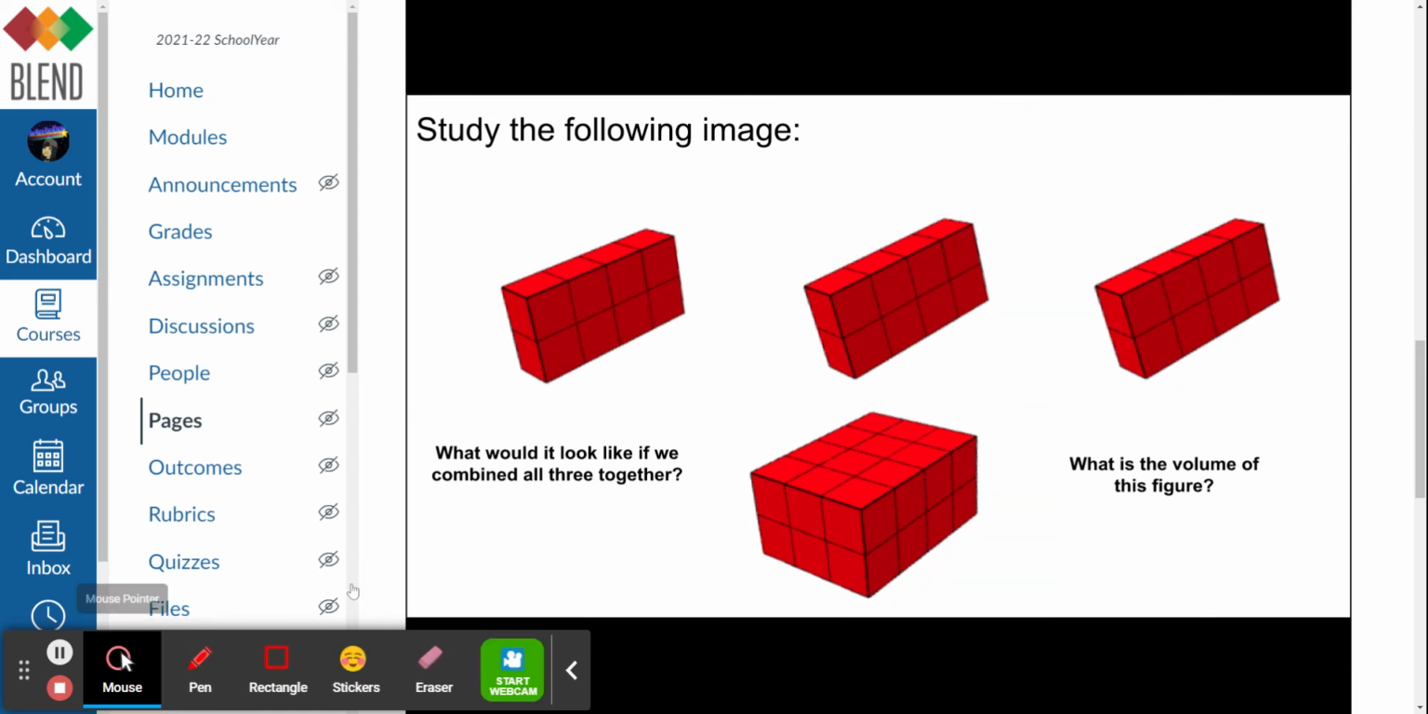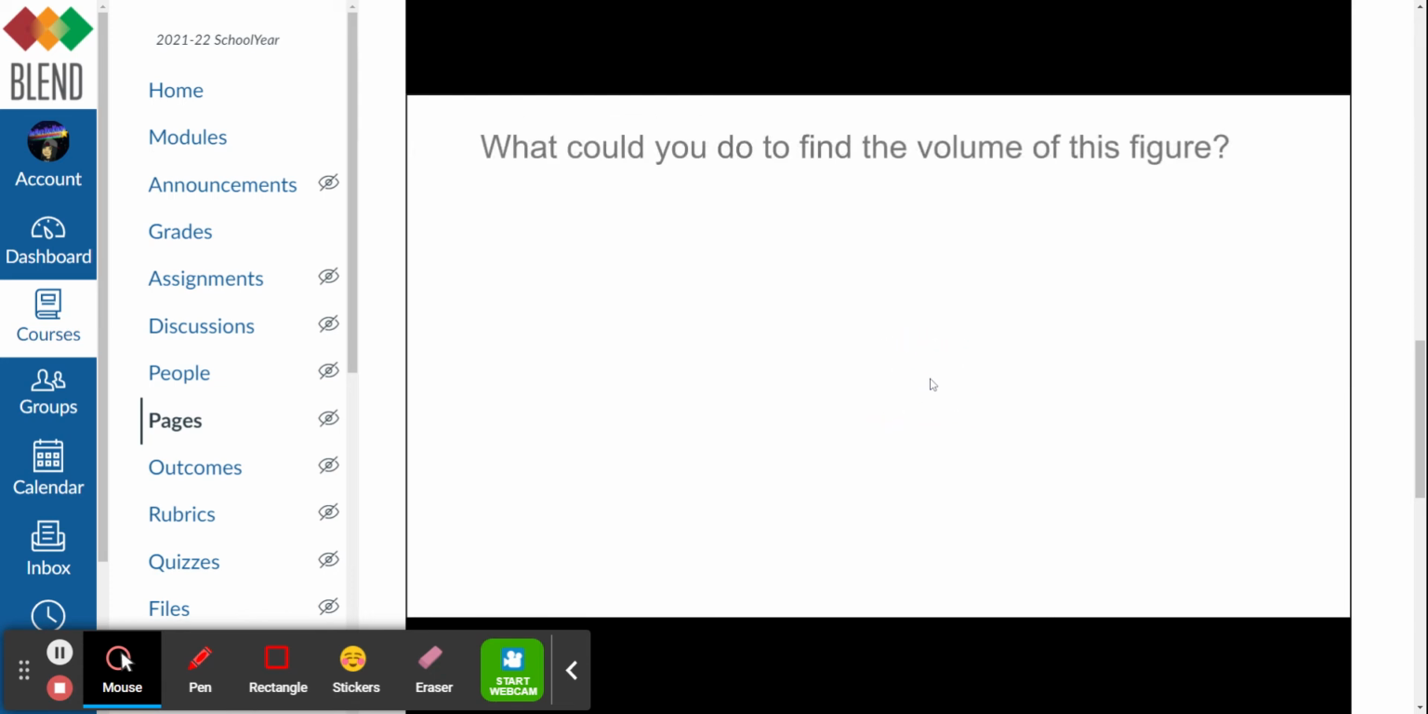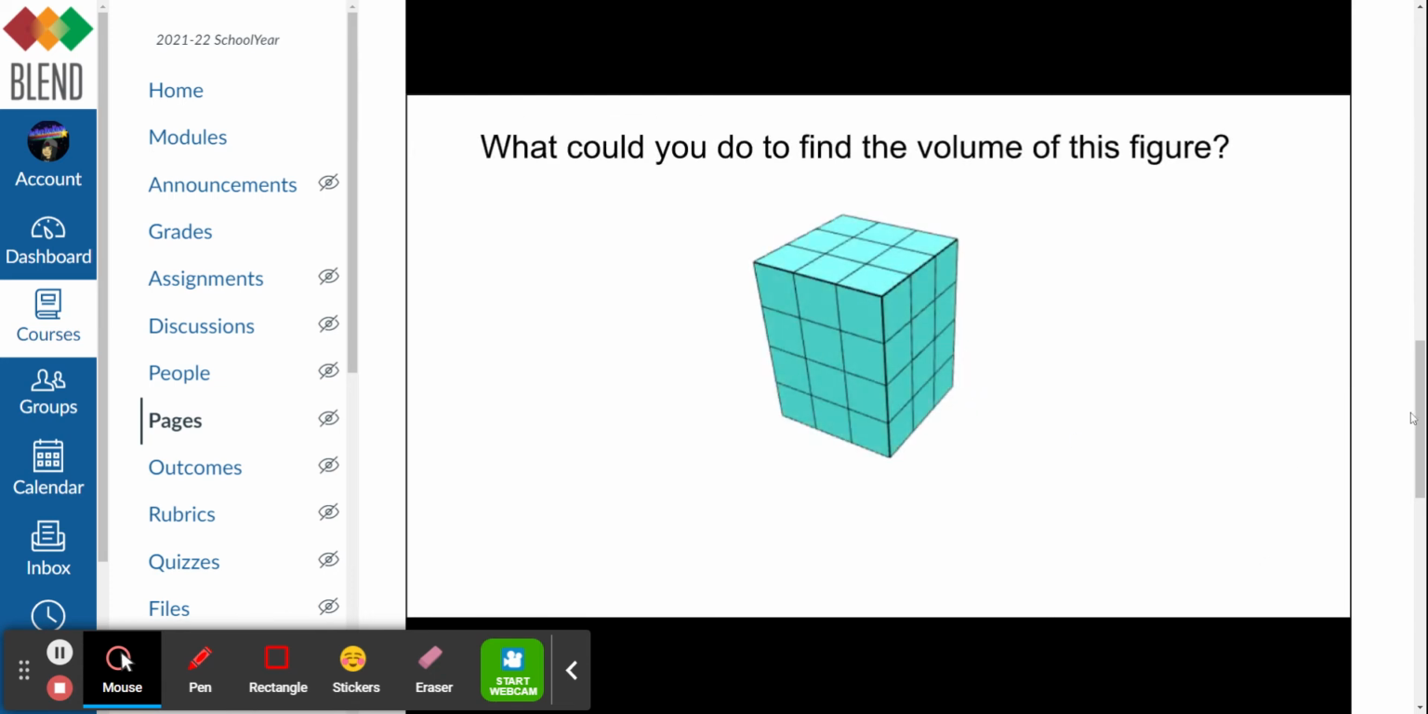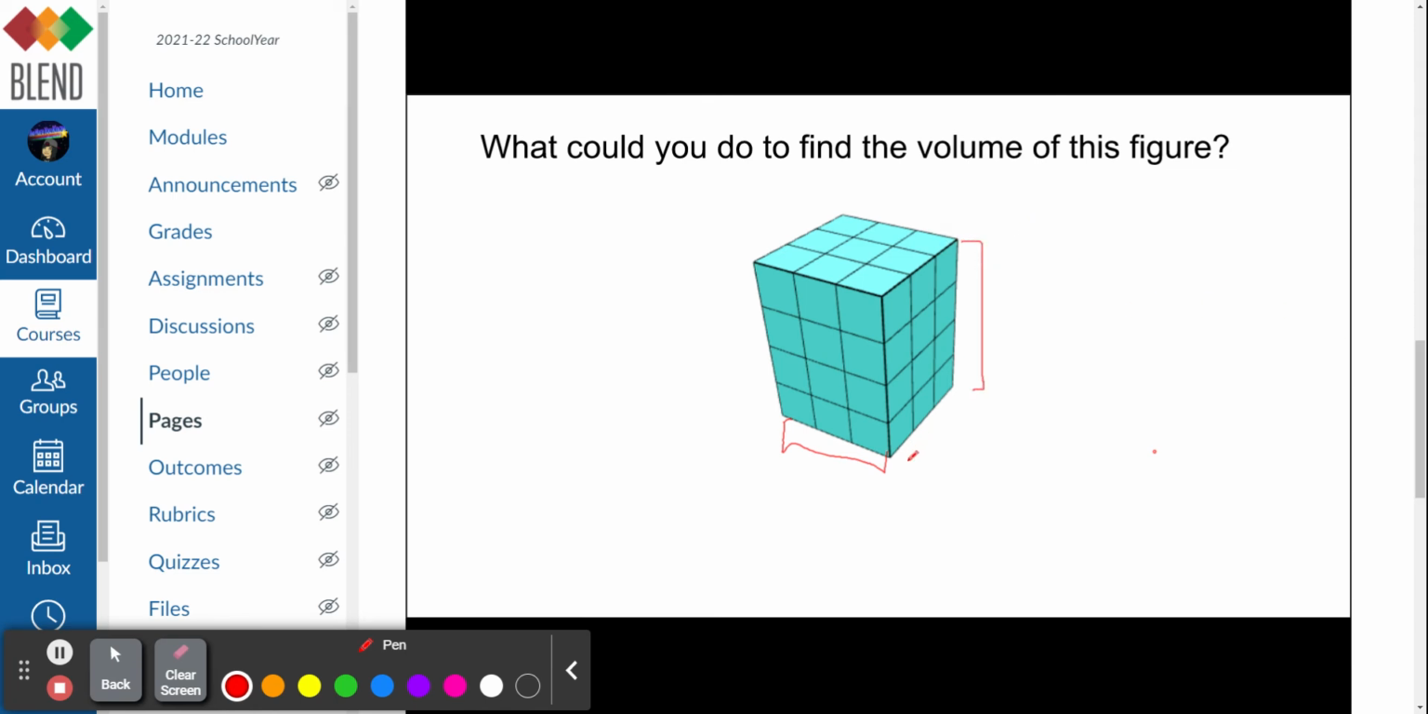All right. So volume equals length times width times height. What could you do to find the volume of this figure? So let's go ahead and I want y'all to try and find the length, the width, and the height. That's so strange that my pen worked for a second and then stopped again. All right, so find the length, the width, and the height. And then I want you to plug it into the formula. Volume equals length times width times height. And see how you do.